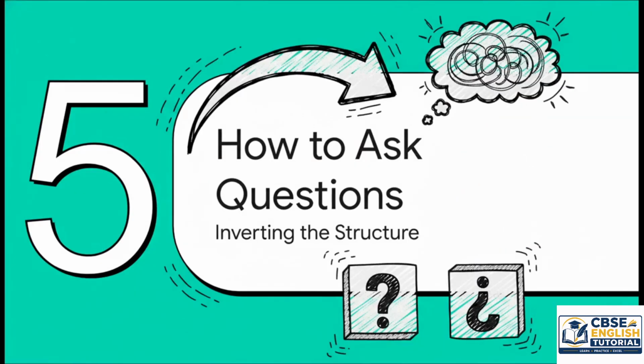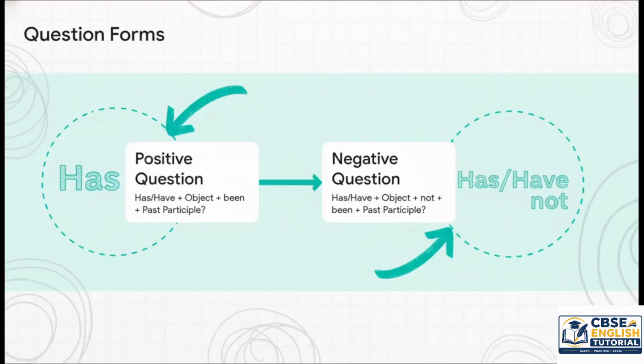All right, final piece of the puzzle. We've handled positive and negative statements. So now, how do we ask a question? I bet you can already guess it's just a simple little flip in the word order. So to ask a question, all you have to do is take has or have and move it right to the front of the line, just before the object. And for a negative question, the logic's the same. You just keep that not right where it was, after the object.